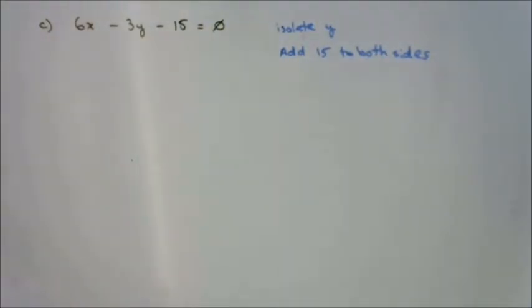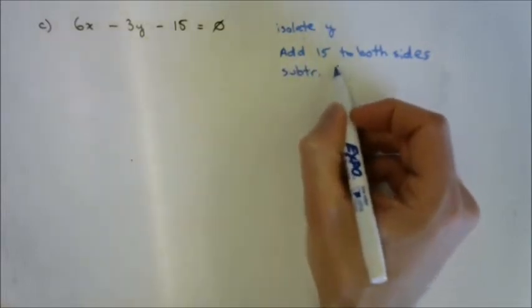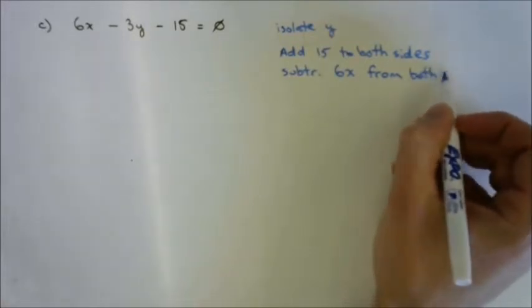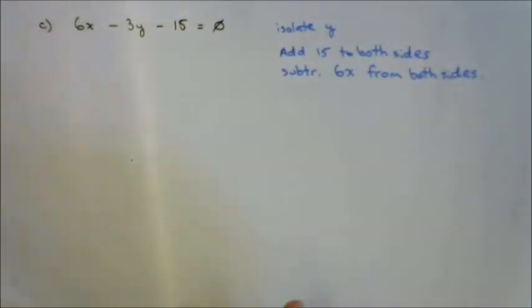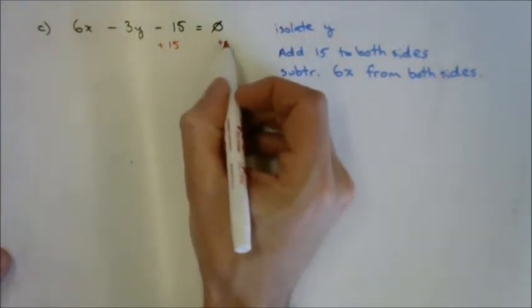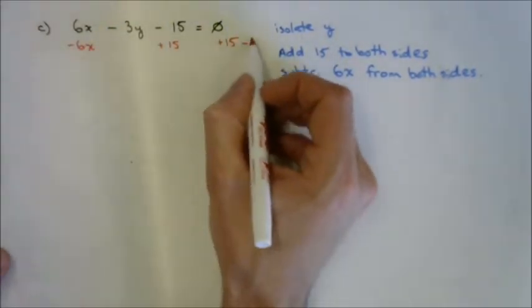Who can tell me the other thing that we're going to do? Subtract 6x. No, stop. You don't want to separate 6 and x. I want y by itself. You take away 6x from that side of the equation. I'm not splitting apart 6 and x. I'm just getting them off the side where the y is. Okay, here we go. Let's do it. Plus 15, plus 15, minus 6x, minus 6x.